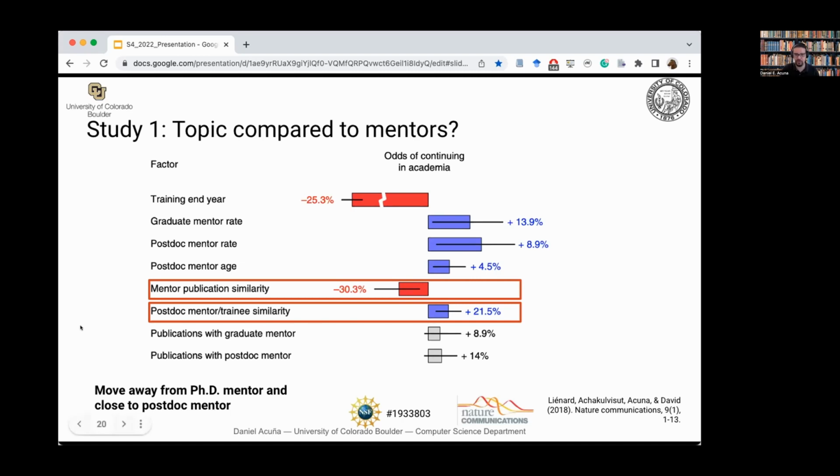So once you move into a postdoctoral position, you should kind of move away from your PhD and learn the new techniques of your postdoc, because that's going to be related to the odds of you staying in academia. This doesn't look only at citations, which is what the H-index uses, but it uses the content. So we're getting at data that's much more fine-grained.